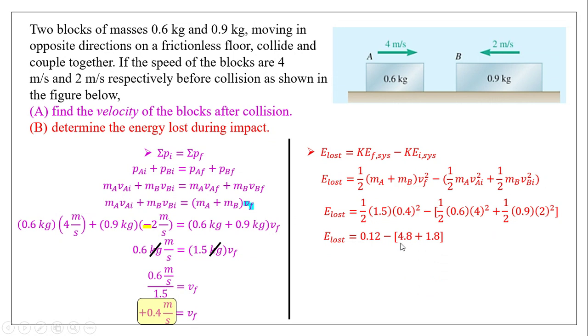If you simplify this, you get 4.8 plus 1.8, and then you would add those. 4.8 plus 1.8 will give you 6.6. And then from there, you would just take the difference. So 0.12 gets carried down, minus the sum of these two energies in the bracket. Therefore, you'll get negative 6.48 joules. And that is your answer for part B.